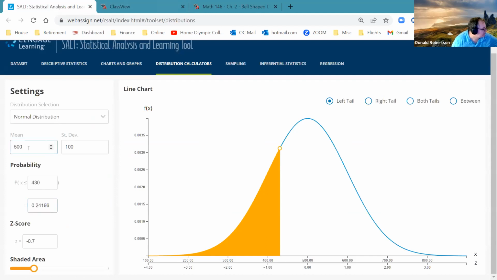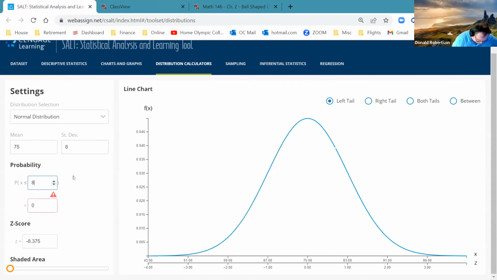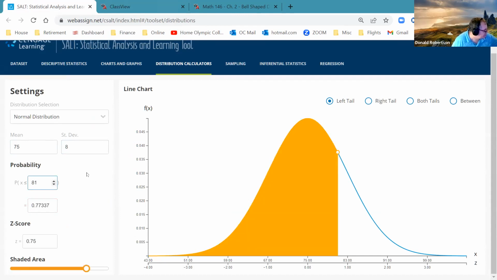Okay. So the mean was 75. The standard deviation was 8. And they wanted to know what proportion of people would get a score, let's say it's a test, of 81 or less. And the z-score is 0.75, and the percentage of people would be that number there. And to 4 decimal places, 0.7734 would be your answer.